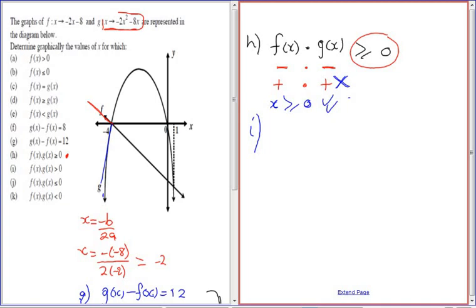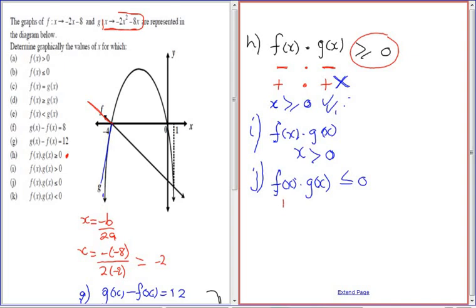Well, as for i, it's really the same question. You do it exactly the same way, except this time when you write this solution here, you just don't put the equal sign. You just don't include it. Okay? And then now, when you're at j, f(x) times g(x) happens to be smaller than or equal to 0. So what it means is that if this is positive, this should be negative, and if this is negative, this should be positive. So you want a situation when they have different signs, not the same sign.